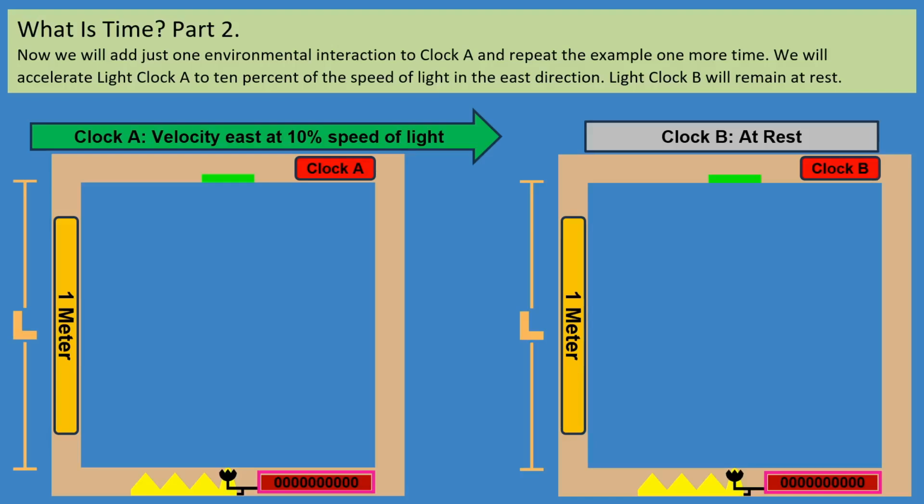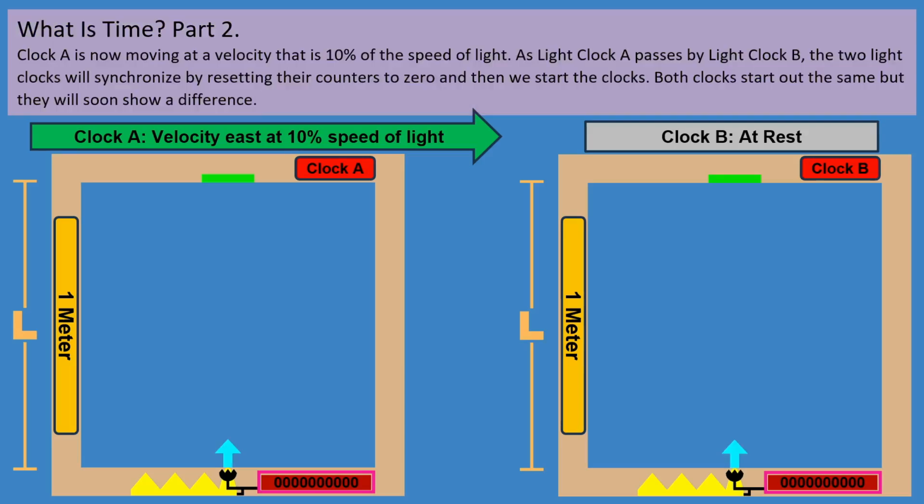Now we will add just one environmental interaction to clock A and repeat the example one more time. We will accelerate light clock A to 10% of the speed of light in the east direction. Light clock B will remain at rest. Clock A is now moving at a velocity that is 10% of the speed of light. As clock A passes by light clock B, the 2 light clocks will synchronize by resetting their counters to 0, and then we start the clocks.